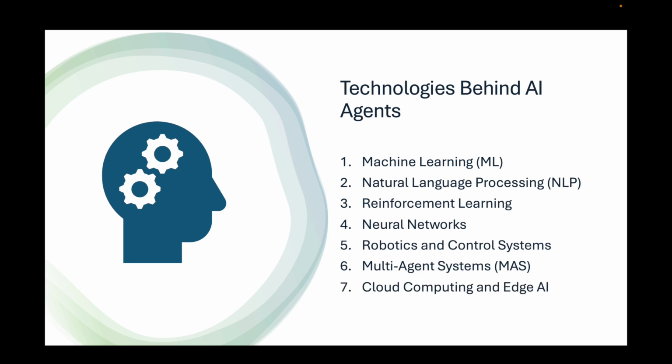7. Cloud computing and edge AI. Many AI agents rely on cloud-based infrastructure for processing and storage. Edge AI pushes some of the computation closer to the devices themselves, reducing latency for real-time applications. Examples: AI-powered IoT devices, autonomous drones with onboard AI processing.